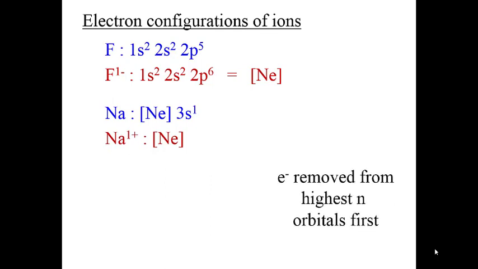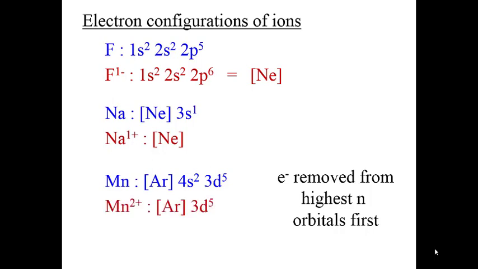The general rule of thumb is that electrons are removed from the highest n orbitals first. Thus, 4s is removed before 3d. As an example, let's take manganese. The atom has the configuration argon 4s2 3d5. In generating the 2+ cation, the 4s electrons are removed, leaving argon 3d5. If we were then to remove an additional electron to make the 3+ ion, a 3d electron would come out, leaving argon 3d4.